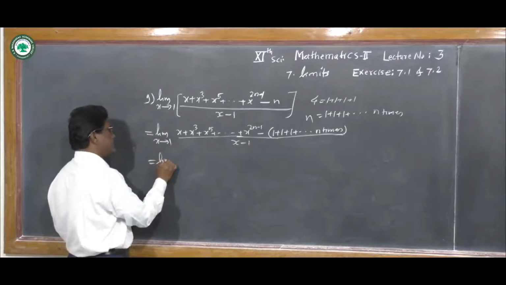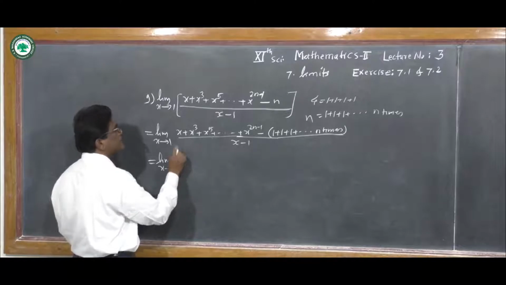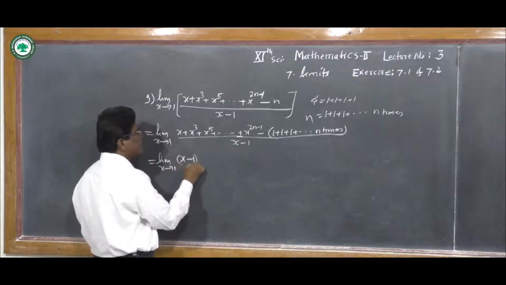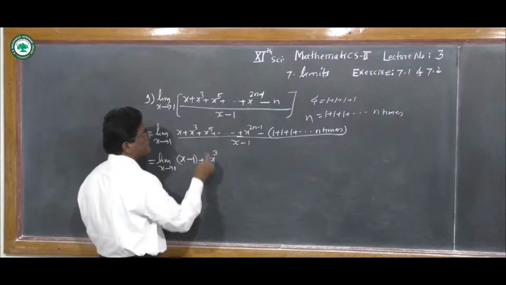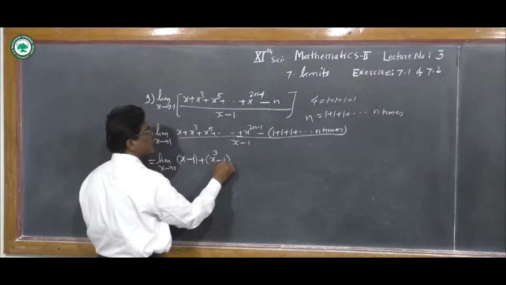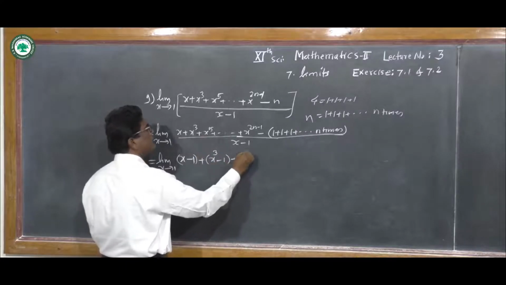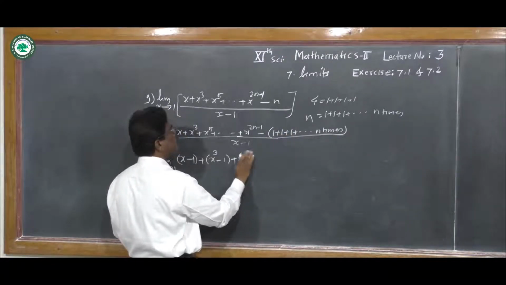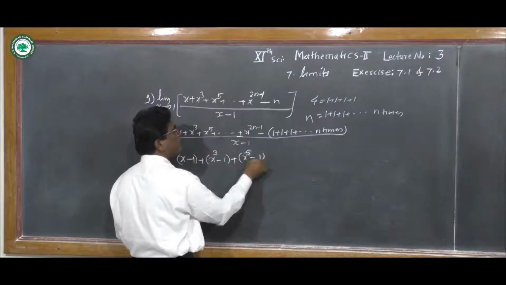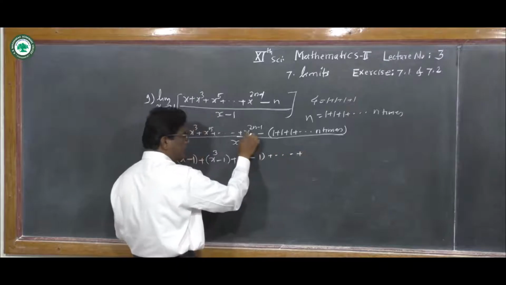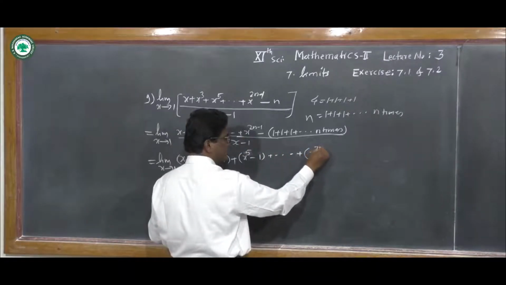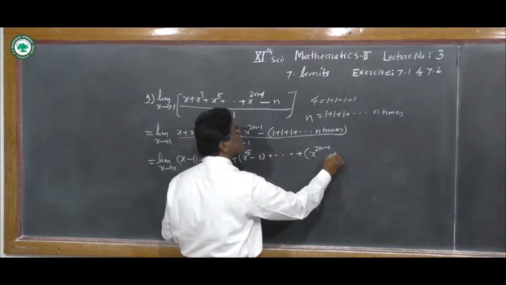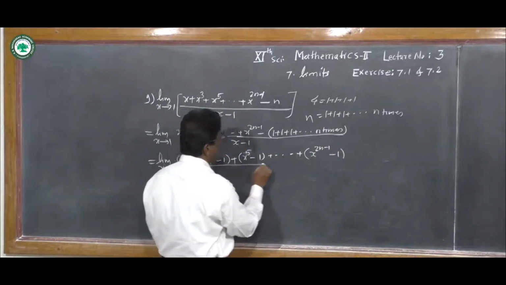Now it is equal to limit as x tends to 1. Here we take this x and this 1 with minus sign, so x minus 1, then plus x to the power 3, then the next 1 with minus sign, that is minus 1, plus x to the power 5, then the third 1 with minus sign, x to the power 5 minus 1, plus up to dot dot, here we take the nth term x to the power 2n minus 1, and the nth 1 with negative sign, that is minus 1, divided by x minus 1.